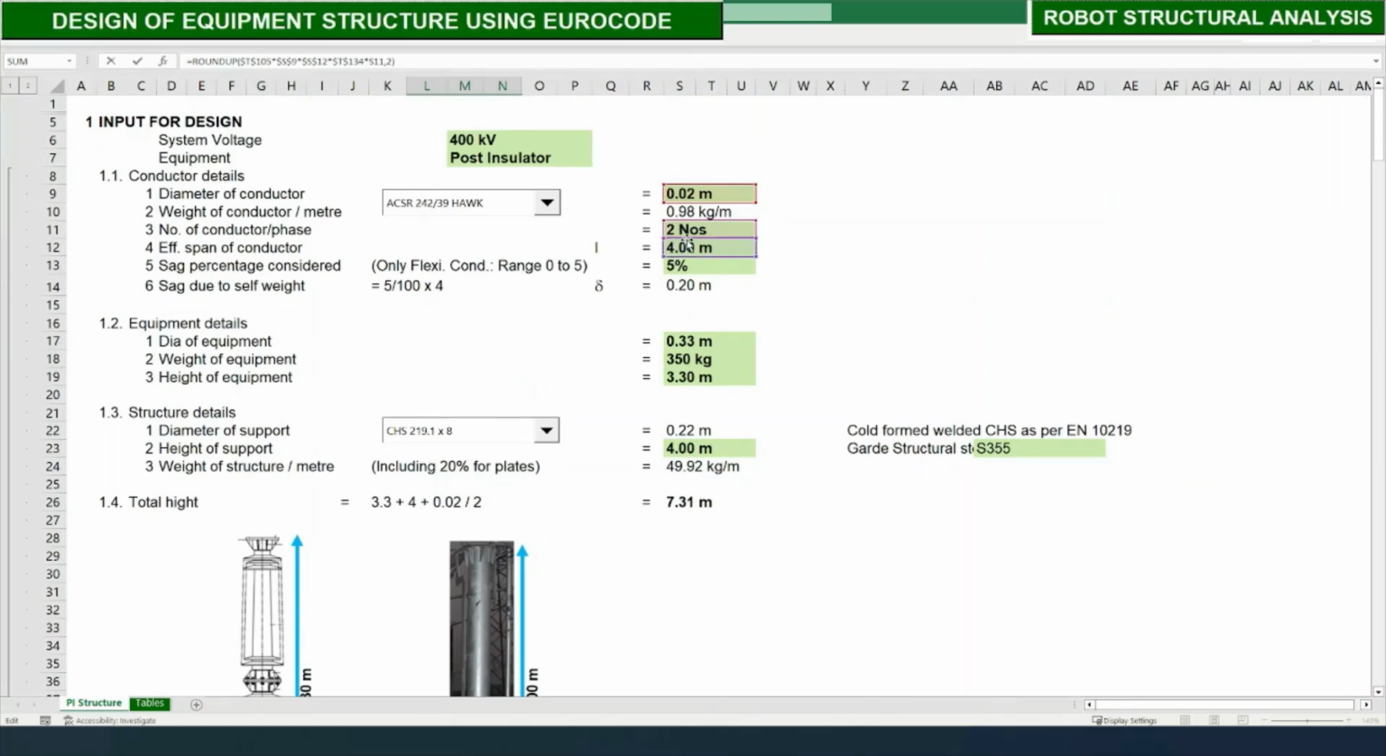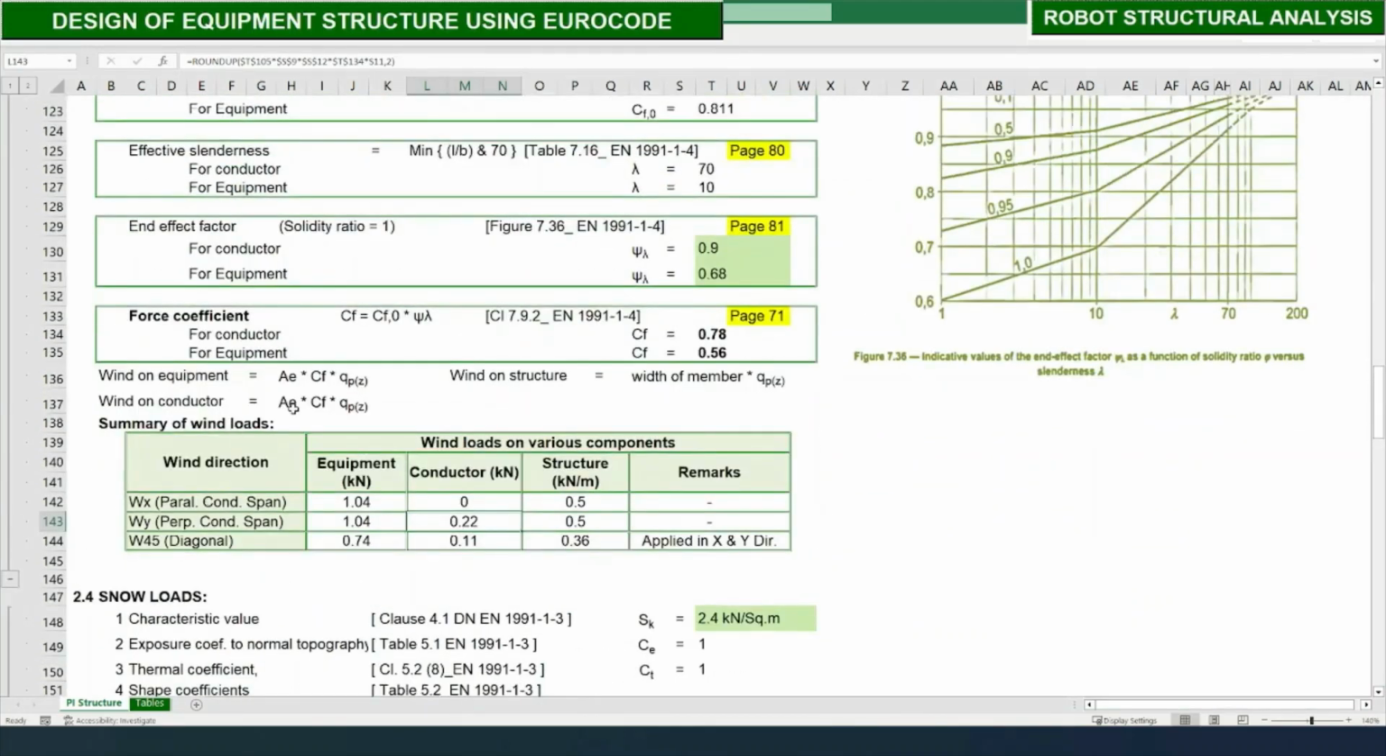The diameter, number and length of the conductor span, these three values will give the effective area. So applying this formula, we are able to find that 0.22 kN of force acts on the conductor perpendicular to its span in terms of wind.